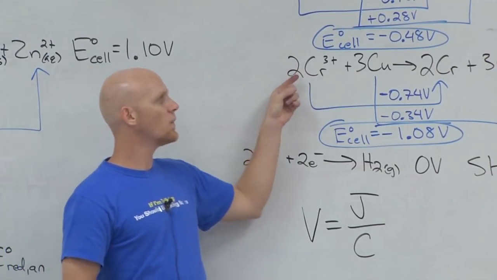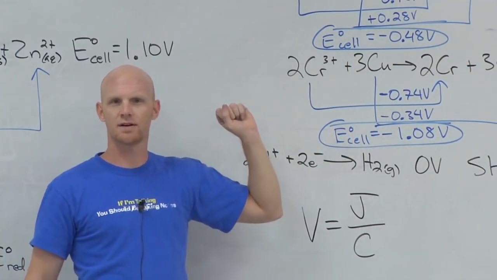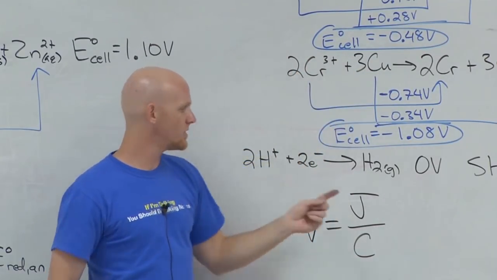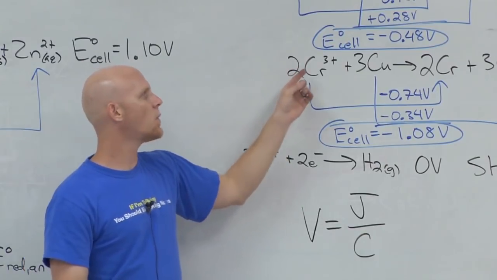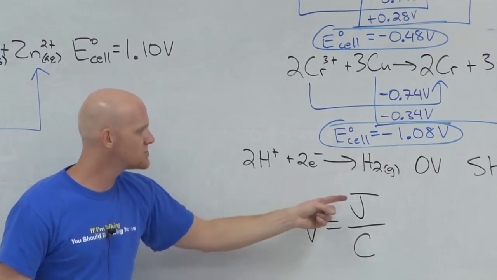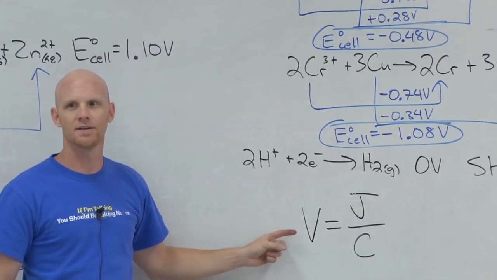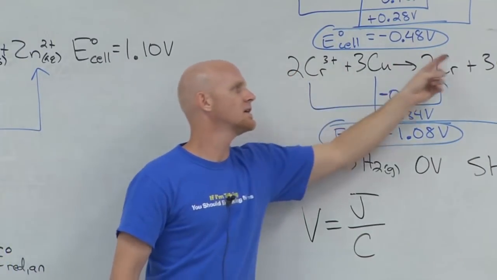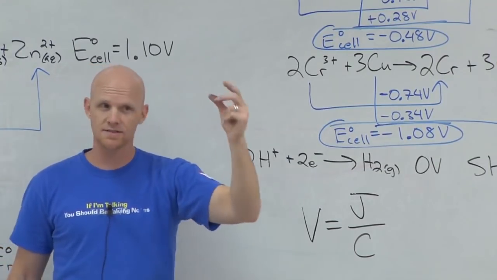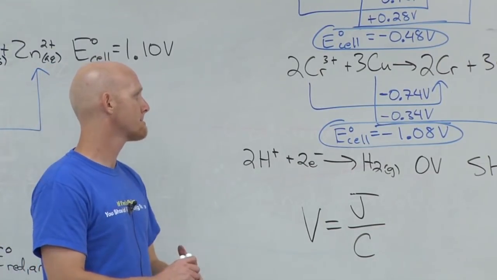So in this case, let's say I doubled the whole reaction. What would happen to delta G if I double the whole reaction? Well, delta G would double. The joules would double. But then twice as many electrons would be involved, and so the coulombs would double as well. And if the joules and the coulombs both double, then what happens to the voltage? Not a single thing. And that's why the coefficients don't factor in for voltage. They will for delta G or delta H or delta S, but not for volts. Cool? Okay.